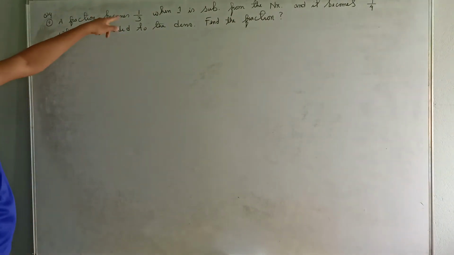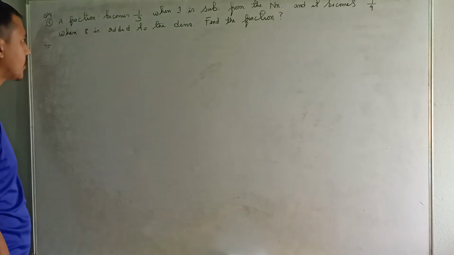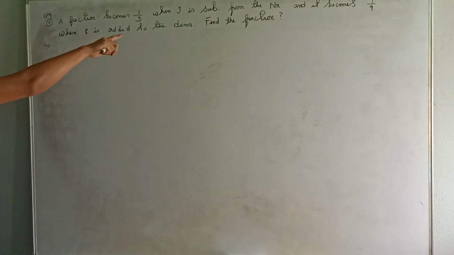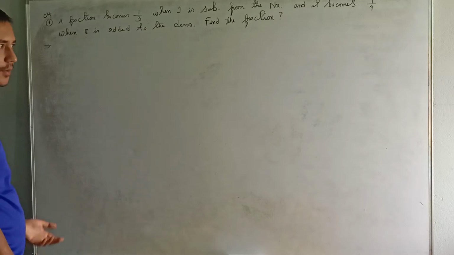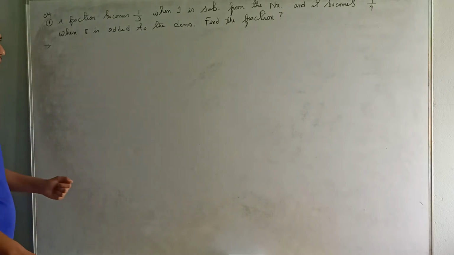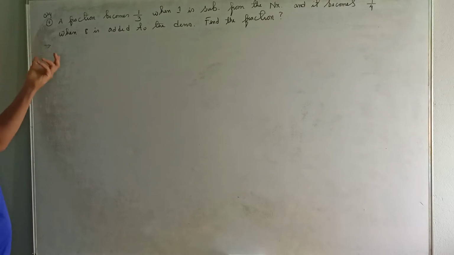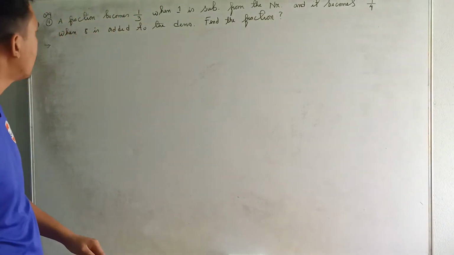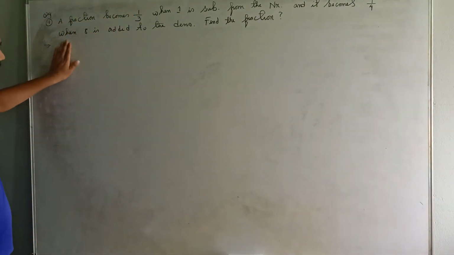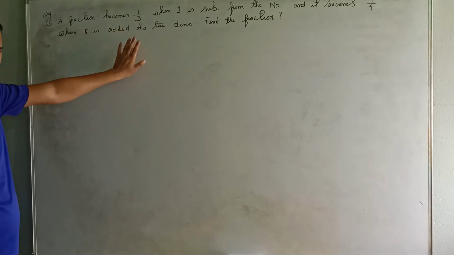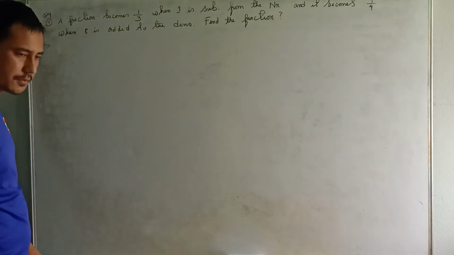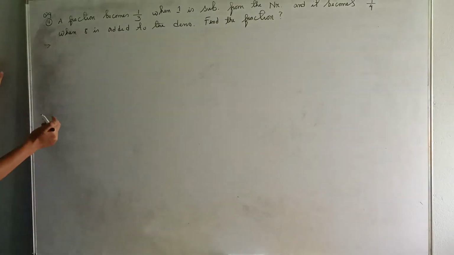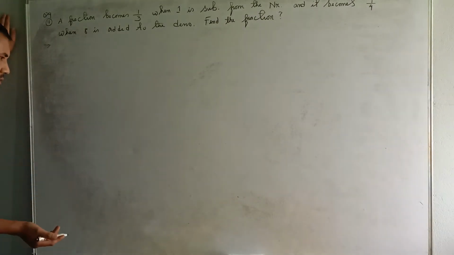A fraction becomes 1 by 3 when 1 is subtracted only from the numerator. Means you are not going to do any changes in the denominator. Only from the numerator you subtract 1. After that, your fraction becomes 1 by 4 if you add 8 only to the denominator. Means numerator has no changes. So find the fraction. In order to find the fraction, we need to know its numerator and its denominator.